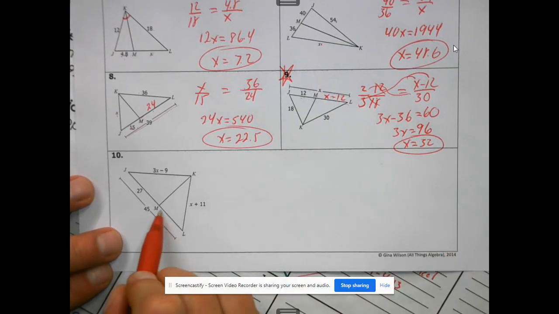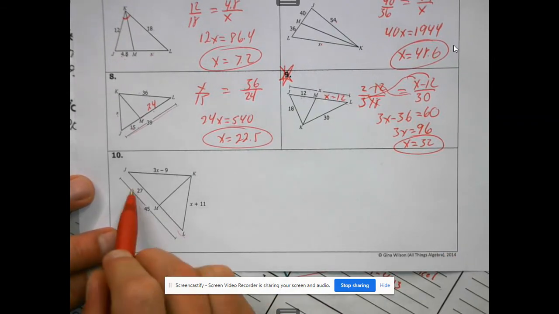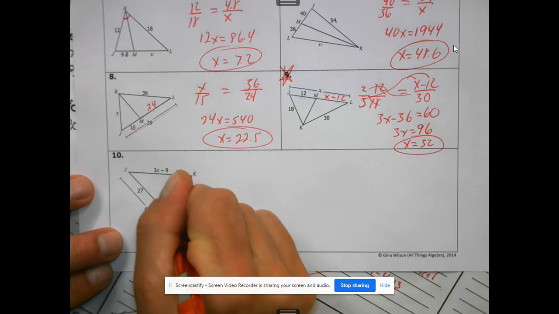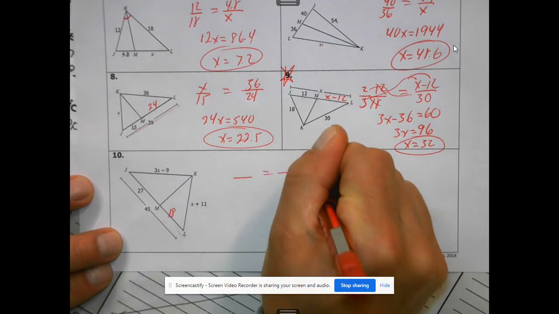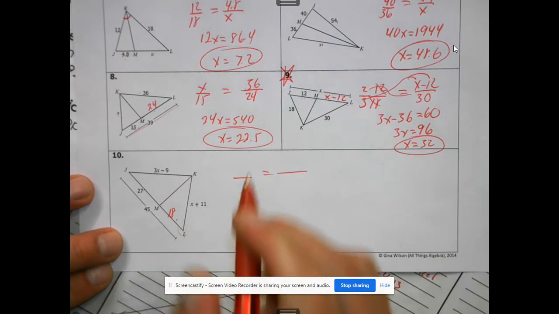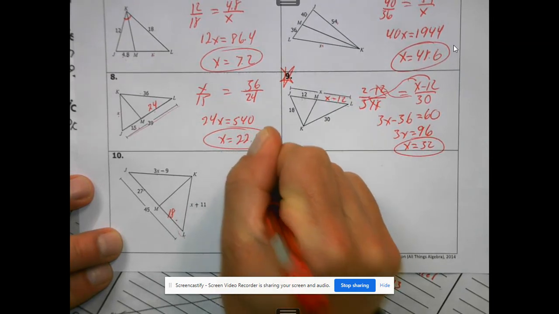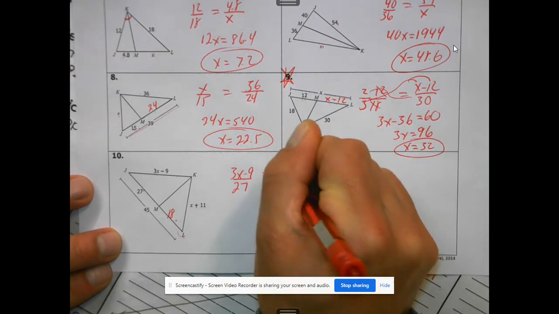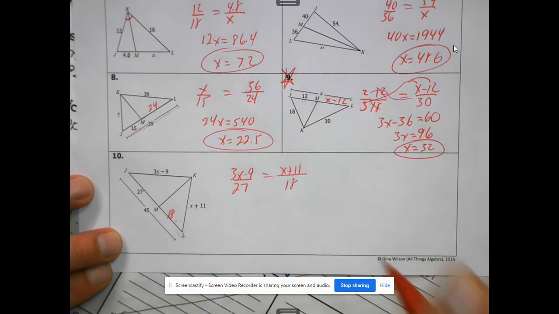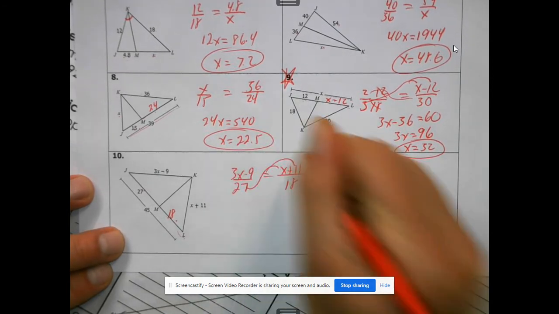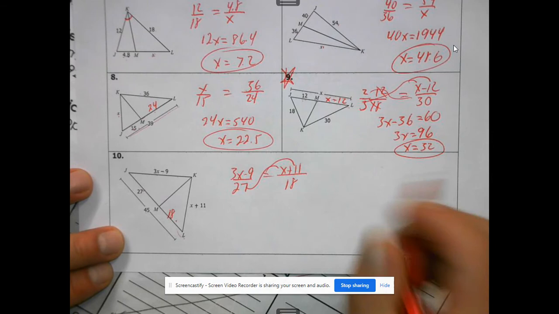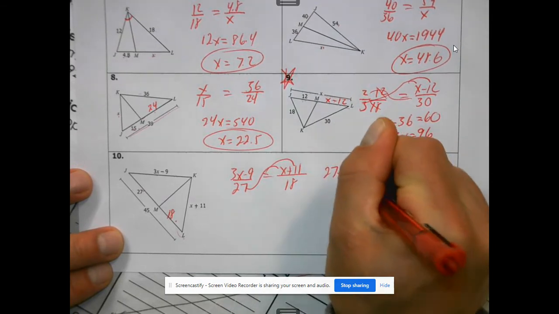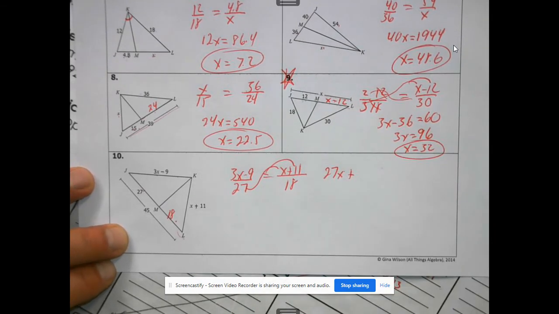Number 10, find the missing piece right here. 45 minus 27 is 18. Then proportion, top down: 3x minus 9 over 27 equals x plus 11 over 18. Cross multiply. 27 hits both of those. We'll have 27x plus, let's see here, 27 times 11, 297.